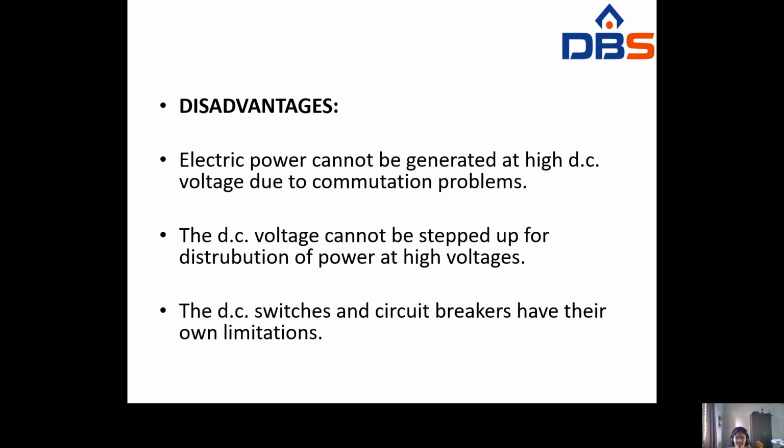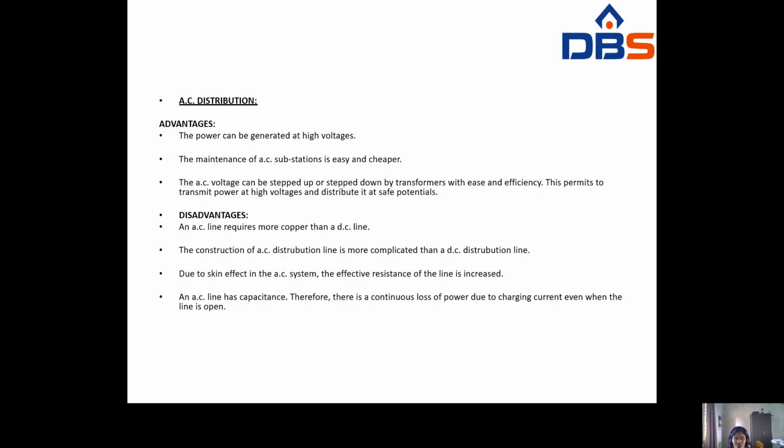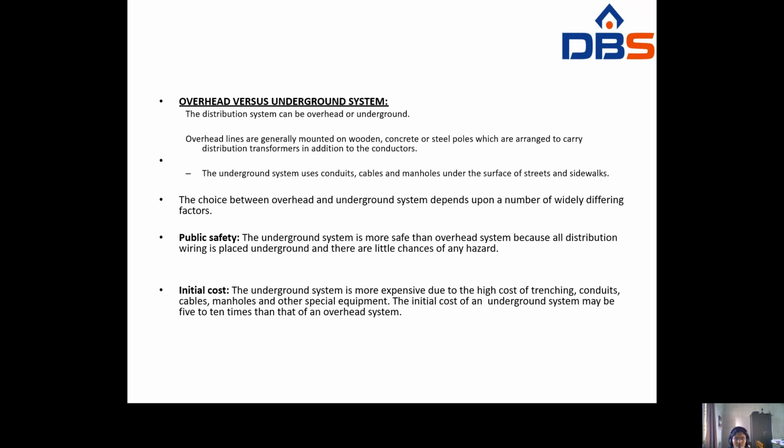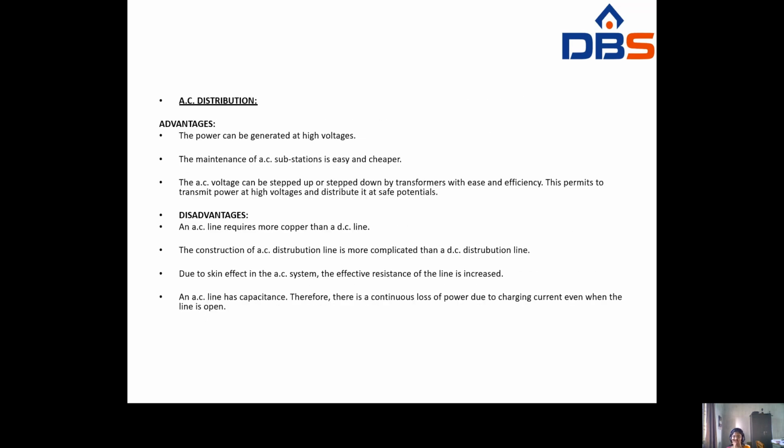And here the DC switches and circuit breakers have their own limitations. What are the switches and circuit breakers used in the DC distribution? These have their own limitations. Next, we have to see the AC distribution advantages and disadvantages.